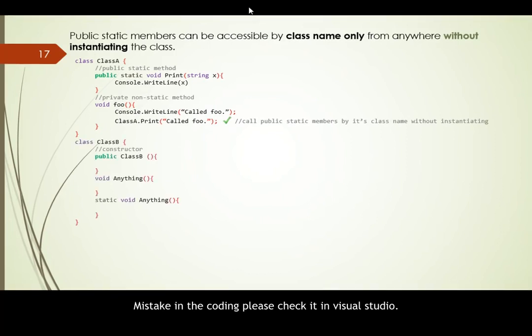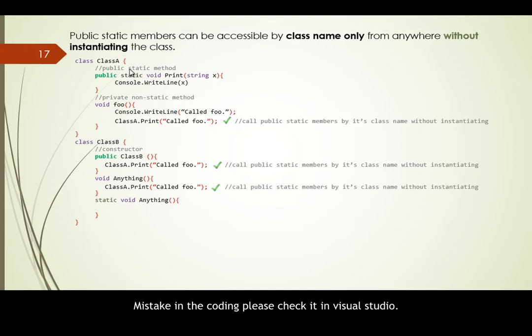Let's say we have another class B, and we have three members: a public constructor, which is a public method, a private method, and a private static method. If we want to access the public static method of class A, we write the class name, a dot, and then call the method, and it will work just fine.